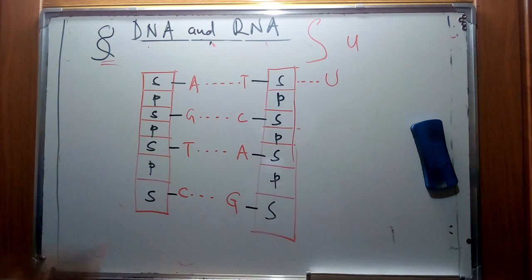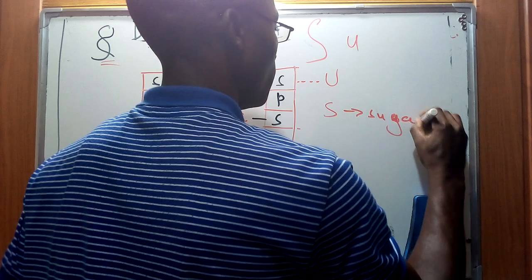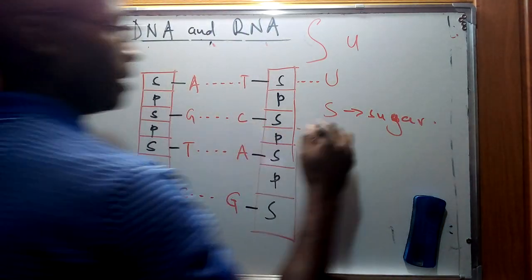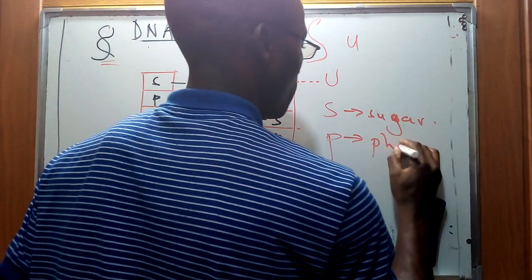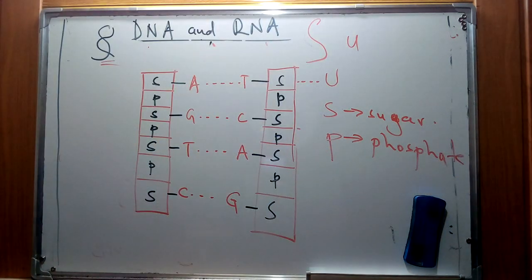So that's cell specific, and for S and P, this one refers to sugar. This is a sugar molecule that is at this specific point, and then P refers to a phosphate molecule, which we are going to see shortly.